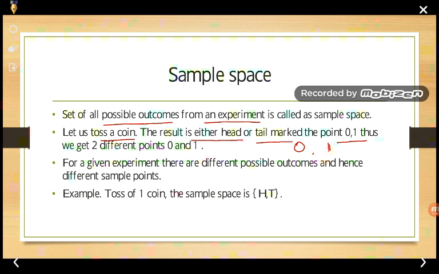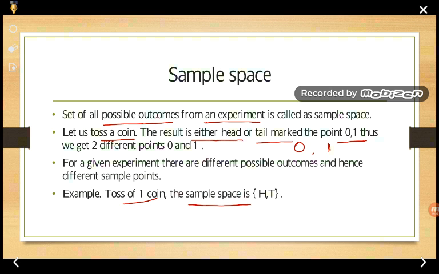If in an experiment we toss the coin 3 times, the possible outcomes may be different. And if we toss the coin 2 times, the possible outcomes will be different. So for a given experiment, there are different possible outcomes and hence different sample points. Example: for tossing a coin, the sample space is H and T, head and tail.